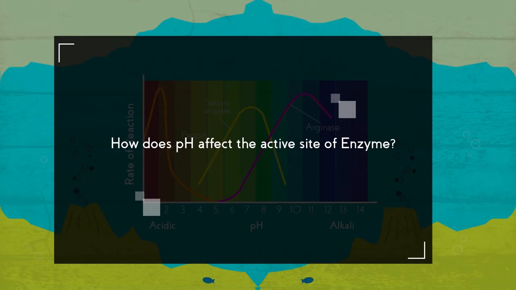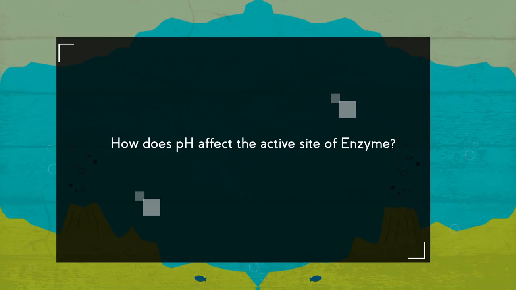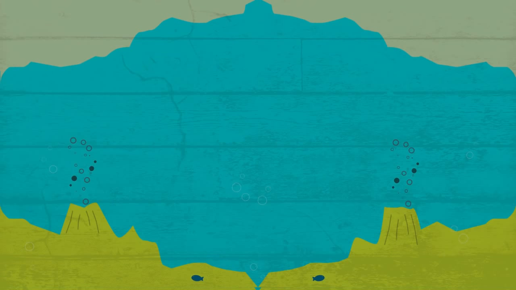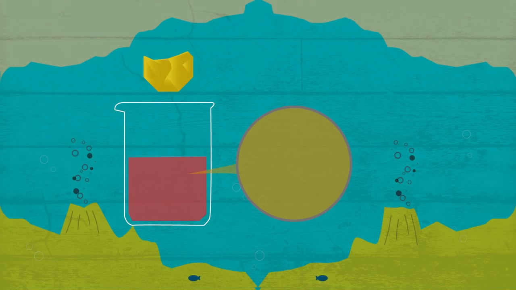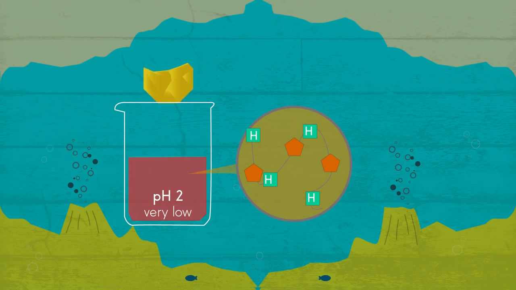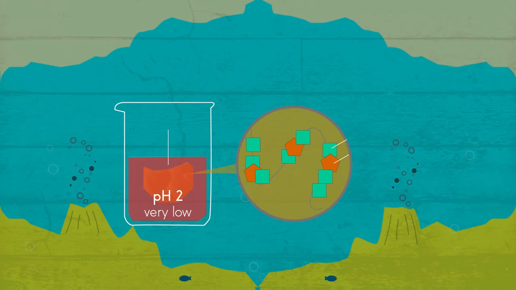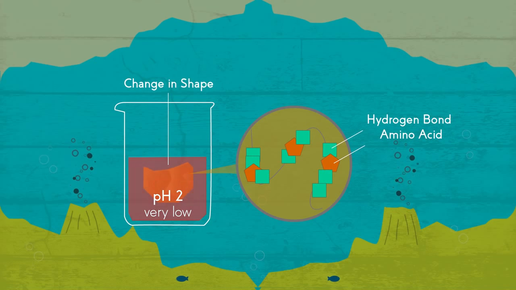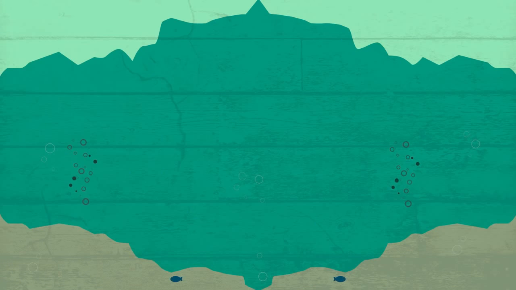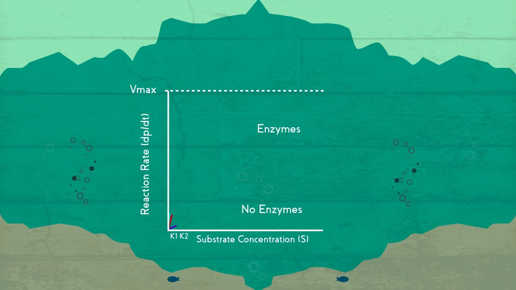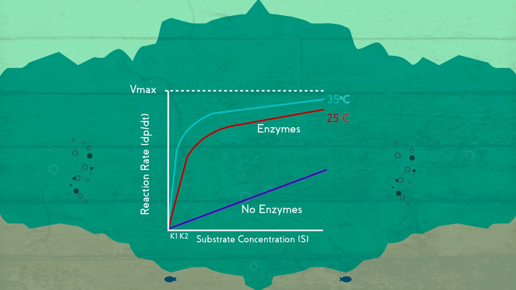How does pH affect the active site of enzymes? If the pH is too low for the enzyme, then the concentration of hydrogen ions will be greater than normal, and these will interact with amino acids, leading to a change in shape of the active site, thus reducing the rate of reaction. So from this video, you should know that enzymes have optimal conditions under which they operate.